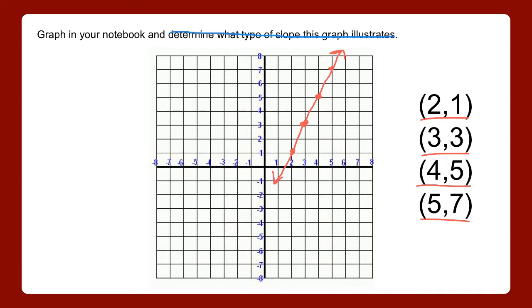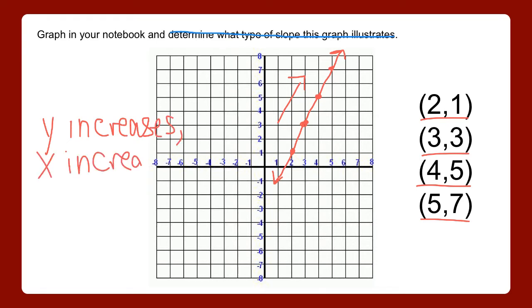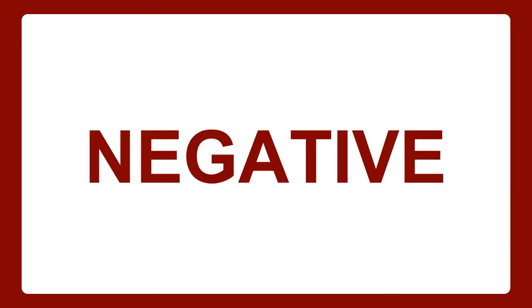If you notice on my slope, it's looking like we are heading uphill. So as my y increases, my x is also increasing. When they are both increasing, I have a positive slope.